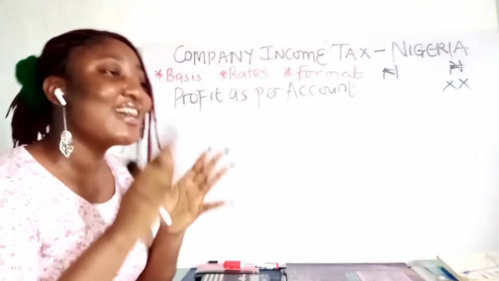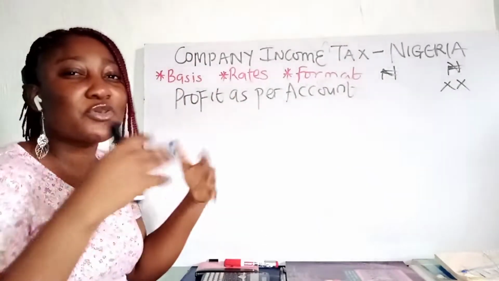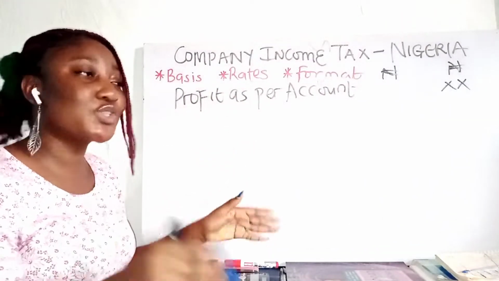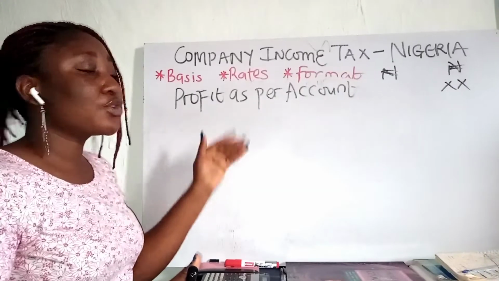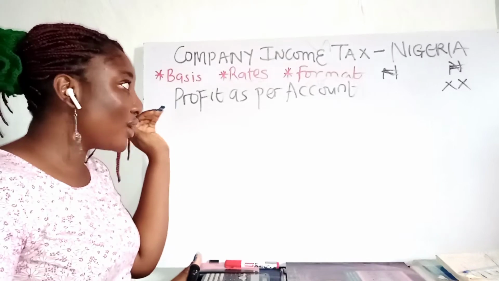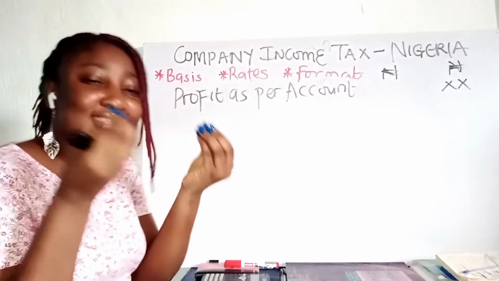Let's start like this. How do you arrive at profit? Is it not your total sales, turnover, minus all your expenses? That's just the equation. Sales minus expenses will give you your profit. But most times, the tax authority will always disagree with this profit, and then you have to do some adjustment to get the tax profits.